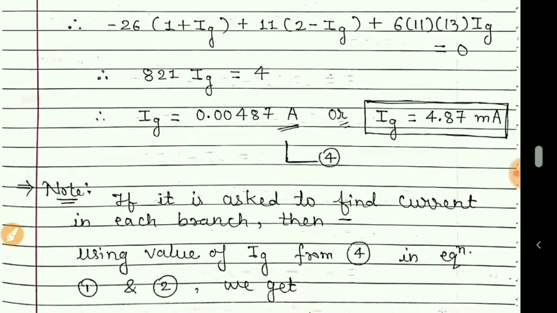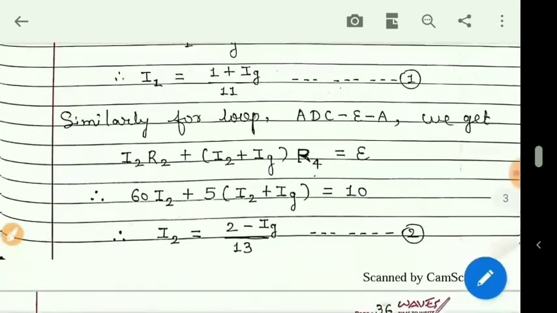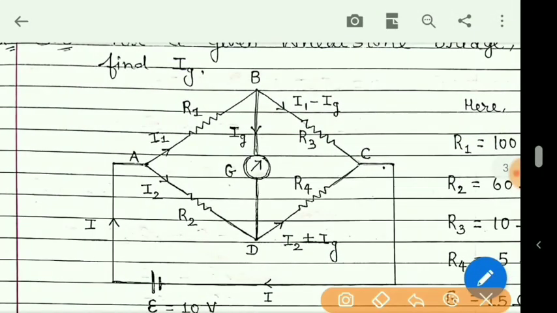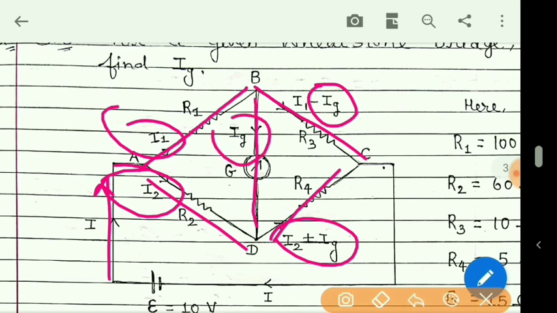Now here only Ig is asked to obtain, but if it is asked to obtain the currents in each branch, if you are asked to find the current in this branch, that is AB, in BC, in CD, in AD, in BD, and also the total current, then also you can easily obtain them, because as Ig is obtained, you can find this I1 and I2, and then you can also find these things, also the total current.